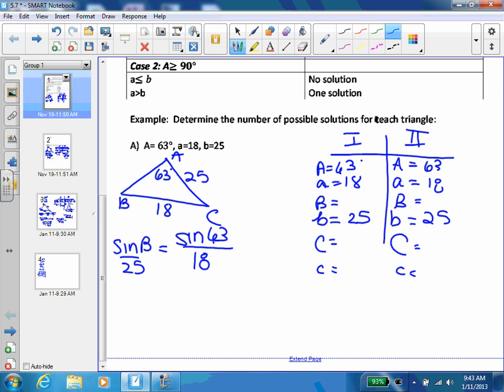And so what do you get for B? Because I know that I'm going to multiply these two, and if I want to solve for this one, I have to divide by 18.